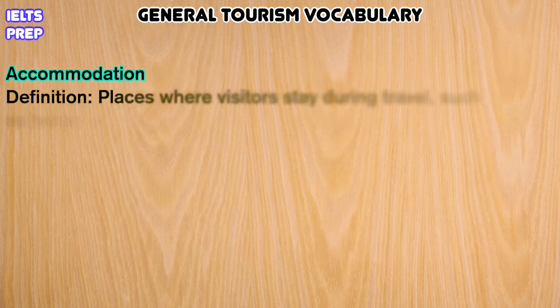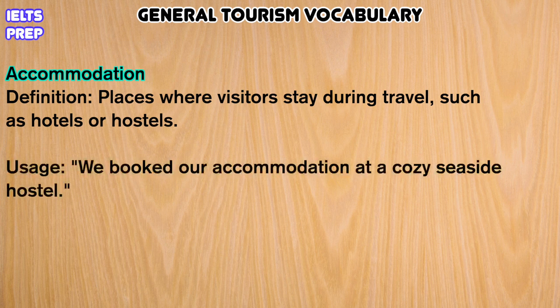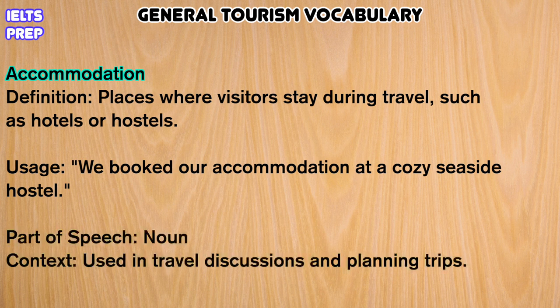Accommodation. Definition: places where visitors stay during travel, such as hotels or hostels. Usage: we booked our accommodation at a cozy seaside hostel. Part of speech: noun. Context: used in travel discussions and planning trips.